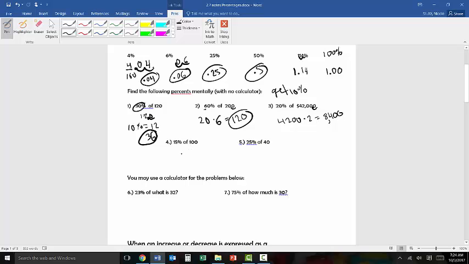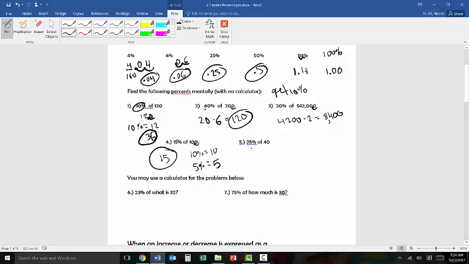Alright, 15% of 100. By the way, anytime it's of 100, it's the number itself. So we know it's going to be 15. But even if you weren't sure, 10% of 100 is 10. So in order to get to 15, you need an additional 5%. So 10% is 10, then 5% is 5. Because it's half of 10. So 15 is your answer.